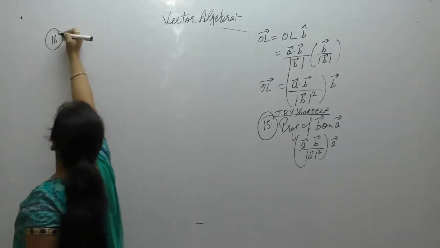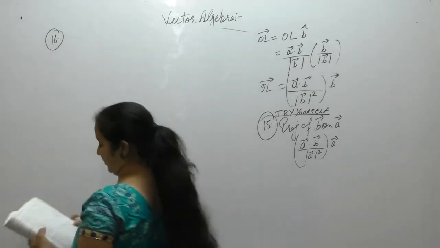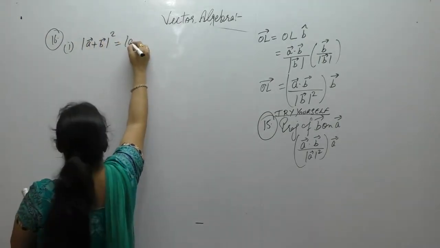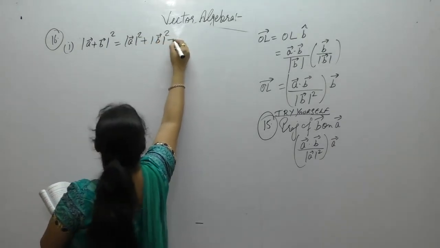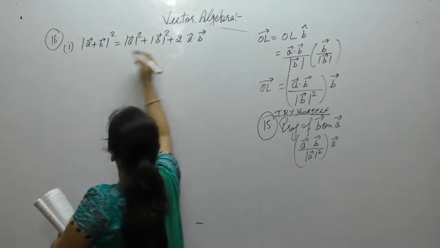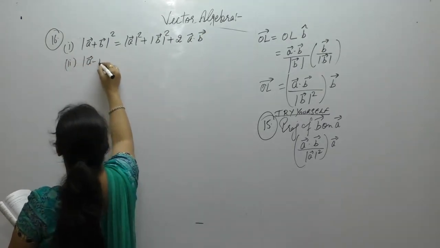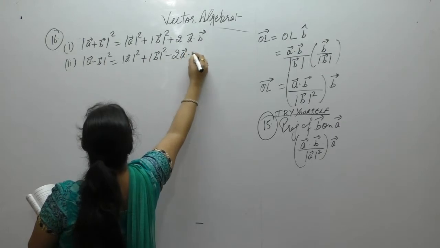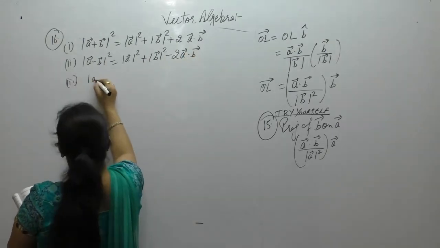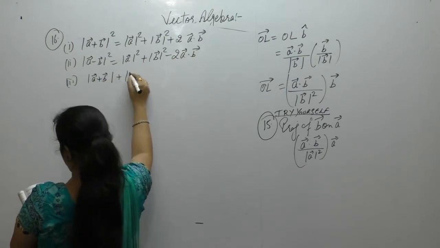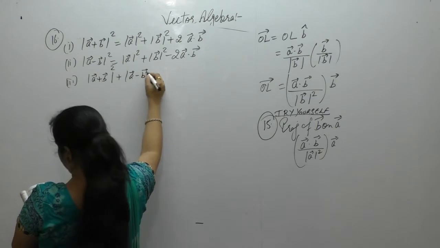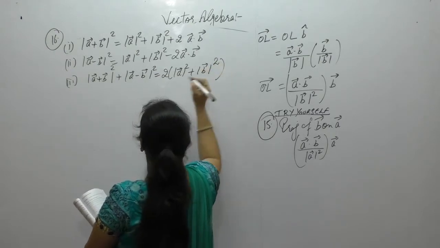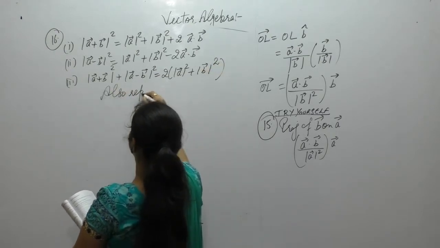The next one is, for any two vectors A vector and B vector, prove that modulus of A plus B whole square is modulus of A square plus modulus of B square plus 2A dot B. Second, modulus of A minus B whole square is modulus of A square plus modulus of B square minus 2A dot B. And modulus of A plus B whole square plus modulus of A minus B whole square is 2 times modulus of A square plus modulus of B square, also represented geometrically.